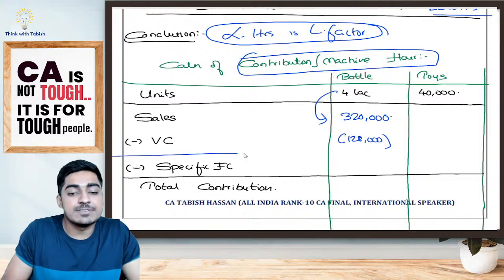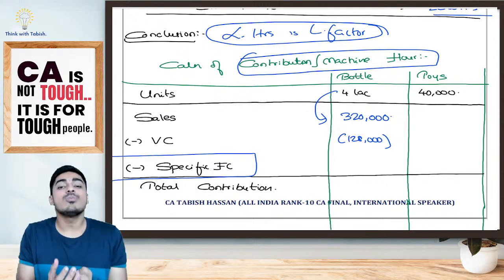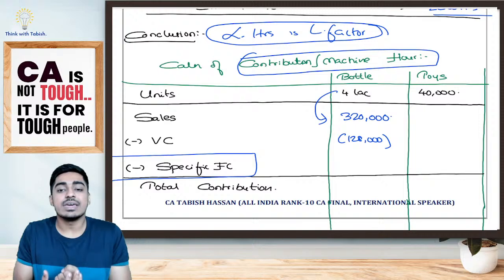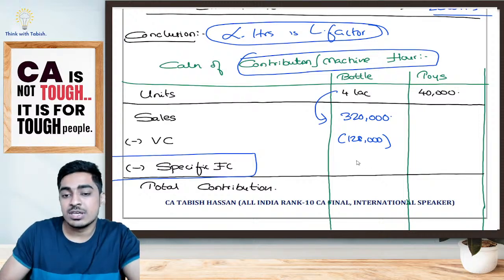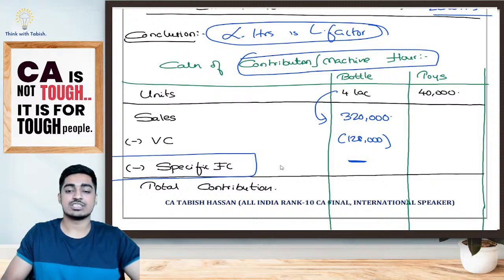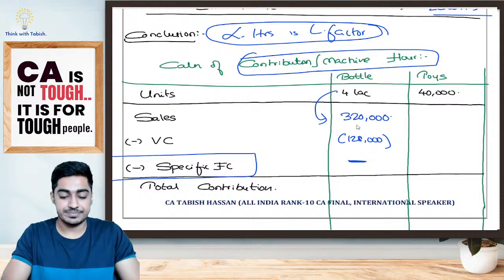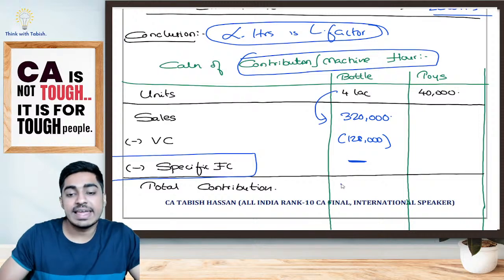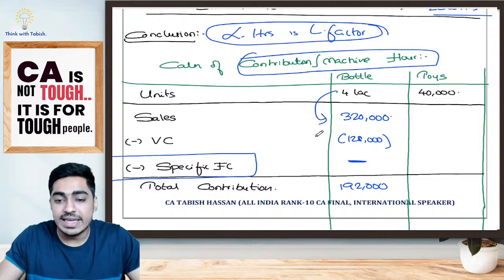We'll reduce a specific fixed cost as well. Net, how much are we getting? If I'm selling 4 lakh bottles, here there is no specific fixed cost. When it comes to toys, I will tell you. How much is the contribution? 3,20,000 minus 1,28,000, 1,92,000 rupees. That is the total contribution we will be getting by selling 4 lakh units.